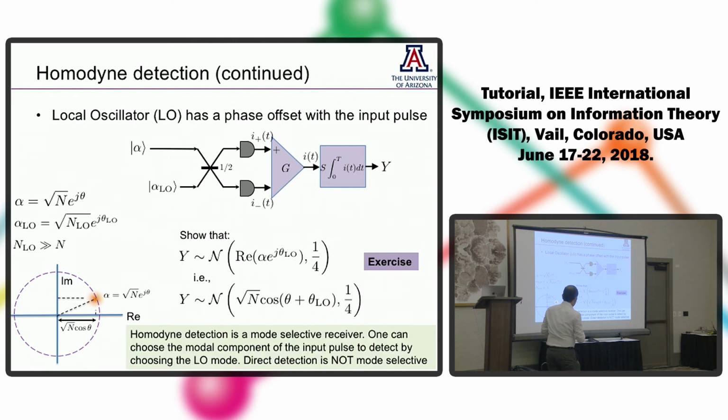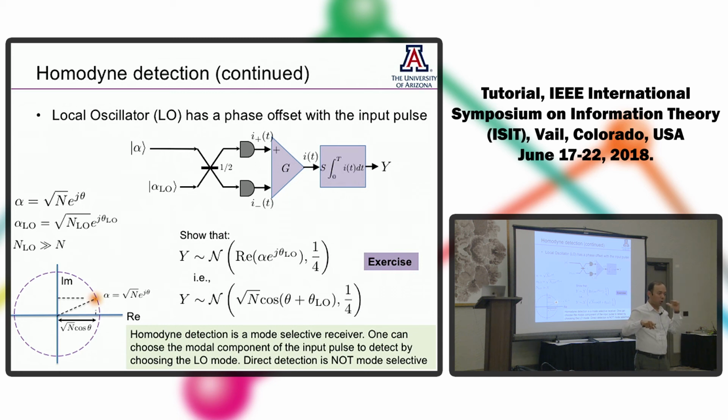Okay, and the other thing to note here is that this is a mode selective receiver, meaning here I chose my local oscillator to be in that square pulse shape, the same shape as my input pulse. But I could have chosen my local oscillator in maybe a Gaussian shape.